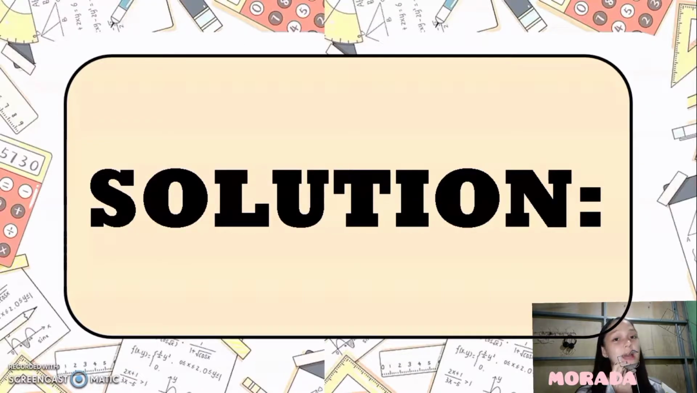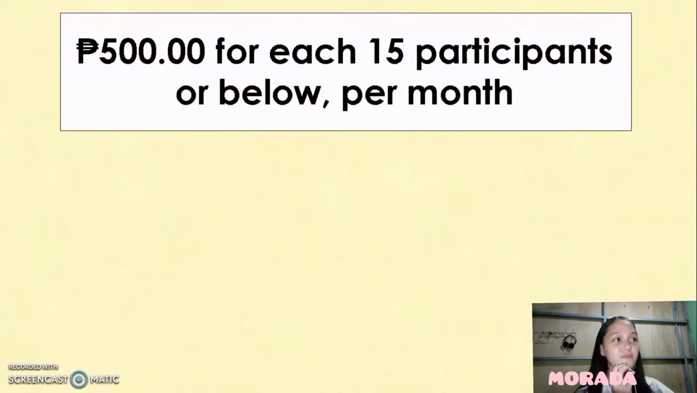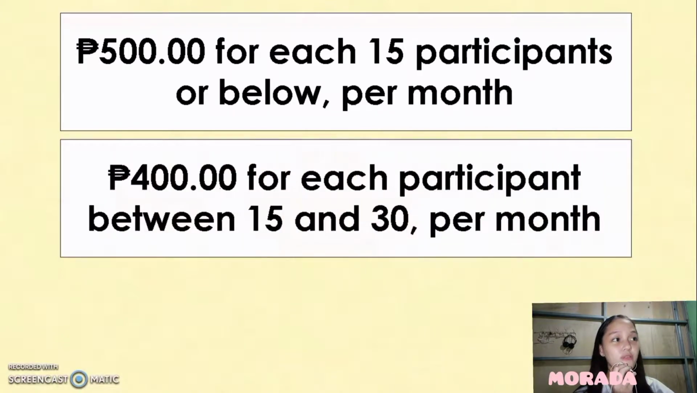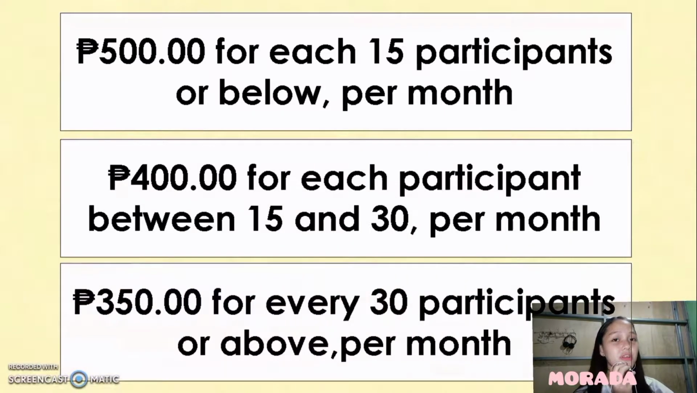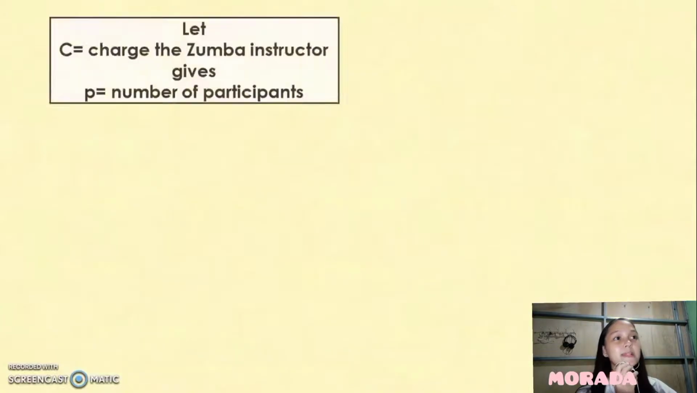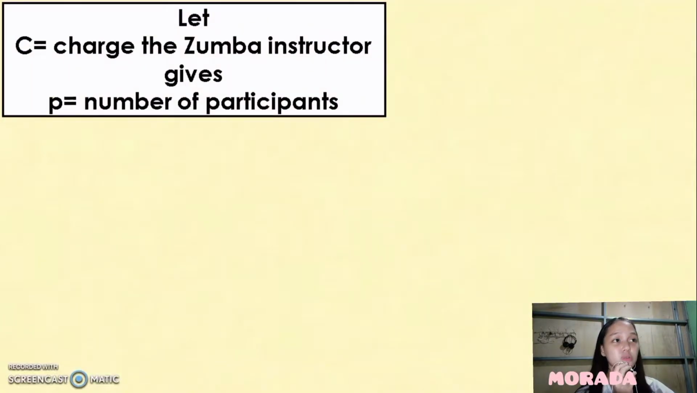Let's break down the conditions given. First is the 500 pesos for each of 15 participants or below per month. Second, 400 pesos for each participant between 15 and 30 per month. Last, 350 pesos for every 30 participants or above per month. Let C be the charge the Zumba instructor gives and P be the number of participants.